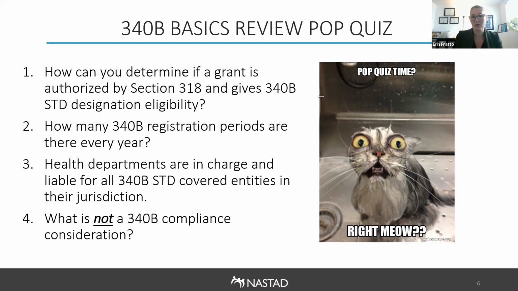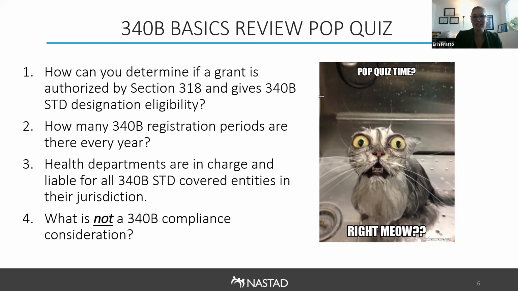Second question, the correct answer is 4. There are 4 annual registration periods every year, the first 15 days of every calendar quarter. It does not matter if they're business days or weekends. It's the 1st through the 15th of January, April, July, and October. The register button on the Office of Pharmacy Affairs website is only accessible during these open registration periods. Office of Pharmacy Affairs takes up to 3 months to verify registration and activate your registration, and you may not purchase or dispense 340B drugs until registration becomes effective.